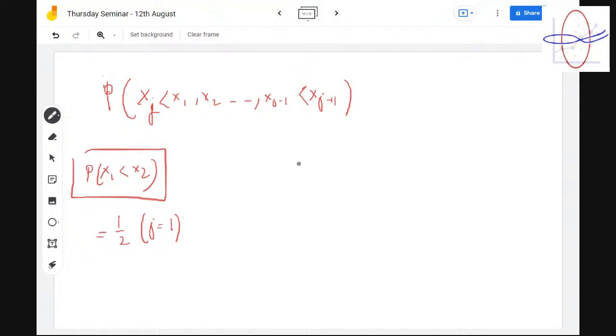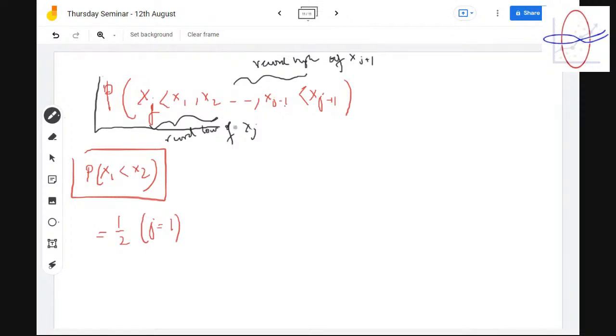Perfect. So x_j is less than the others, so this is the record low of x_j, and this is the record high of x_(j+1). Also understood that this can be written like this, right? This is the most important part, and the next important part is coming. The expression for P_j can be written like this. Did you understand this, guys? All of you, yes or no?